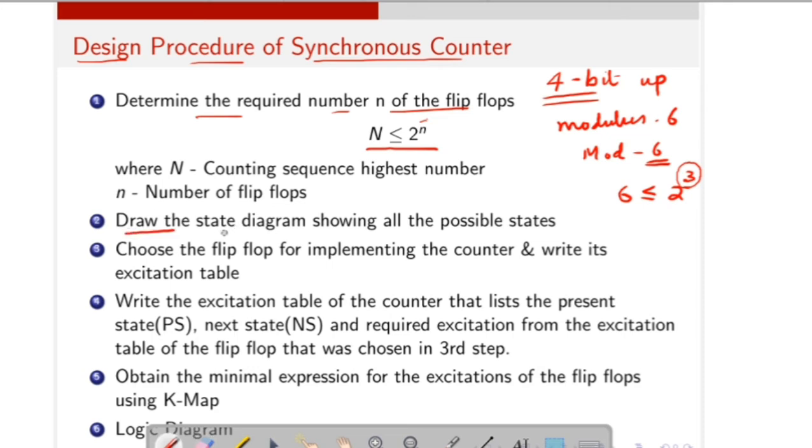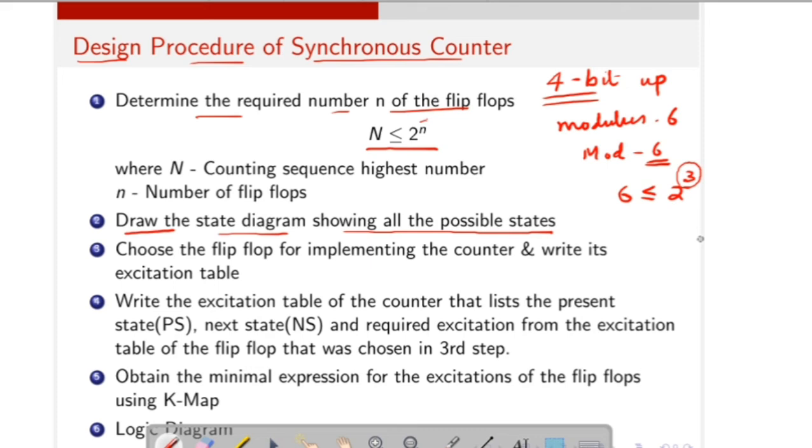The second step is to draw the state diagram showing all the possible states. The states represent the count of the counter. A state diagram is a graph. It has edges and vertices. A vertex of the state diagram represents a state, and an edge represents a transition from one state to another state.